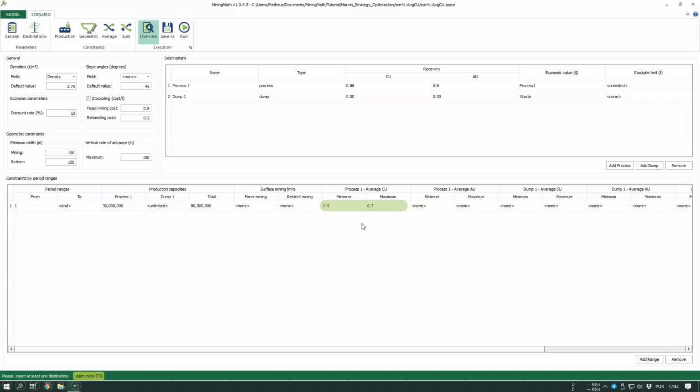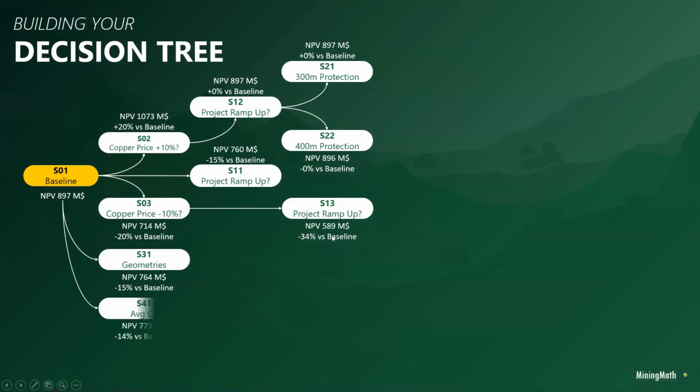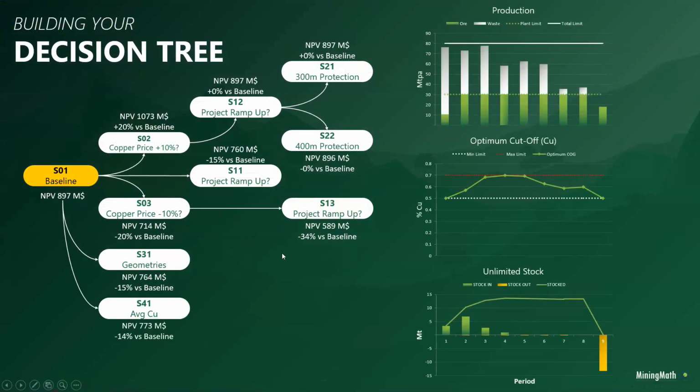Here we're just defining limits, minimal and maximum limits of 0.5, 0.7, and how does this affect the project? Here we have a minus 14% in comparison with the baseline. We have the prediction charts, the optimum cutoff for copper, oscillating over time as well. The stockpile is unlimited in this case. So as you can see, it's taking, to maximize value, at most 15 million tons.